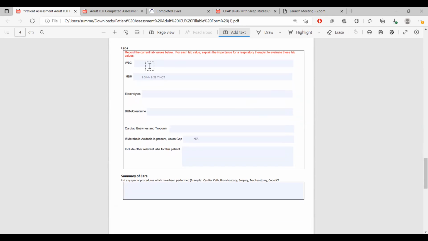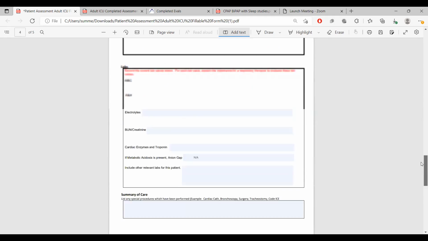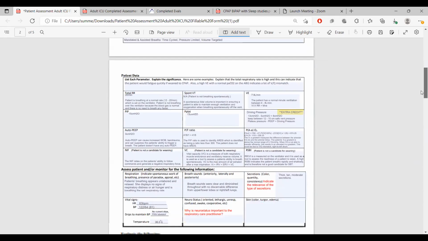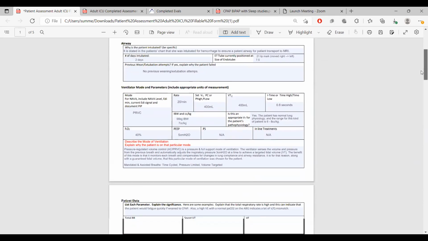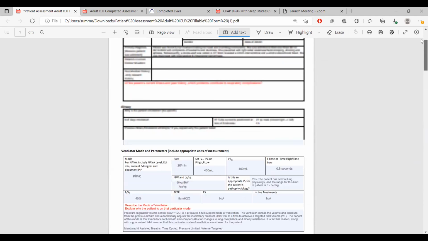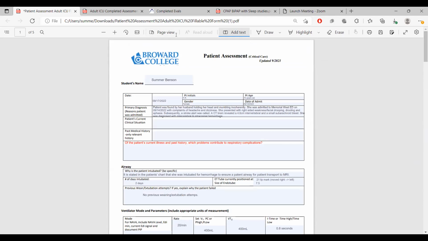Explain the importance to evaluate these values. I know why that's significant. Electrolytes, BUN, creatinine. Okay. I think I understand everything else. I just have to finish writing it. Okay. Yeah, I just have to finish writing it.